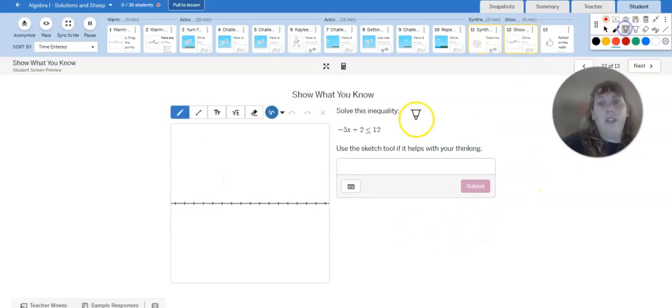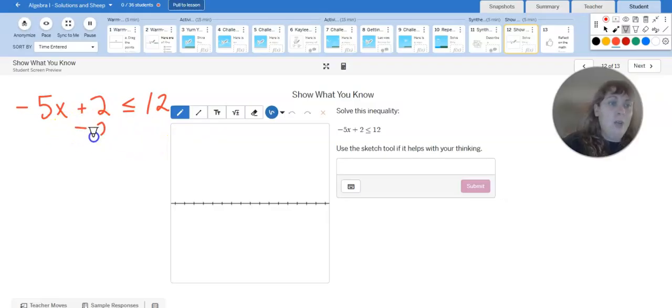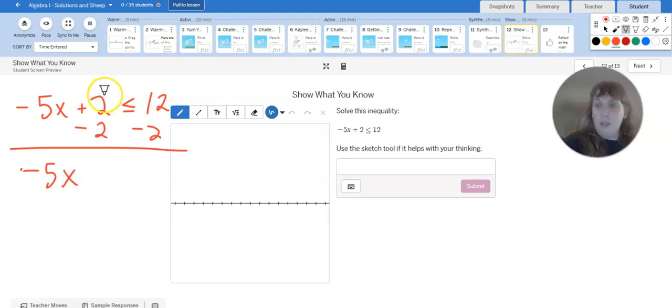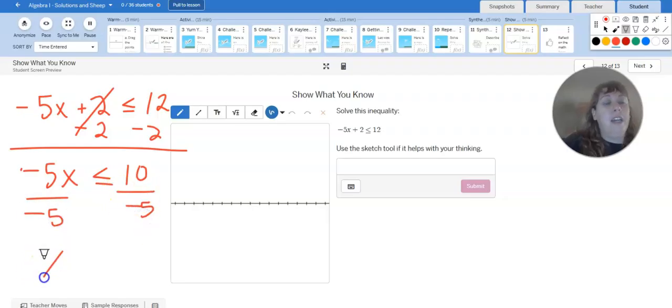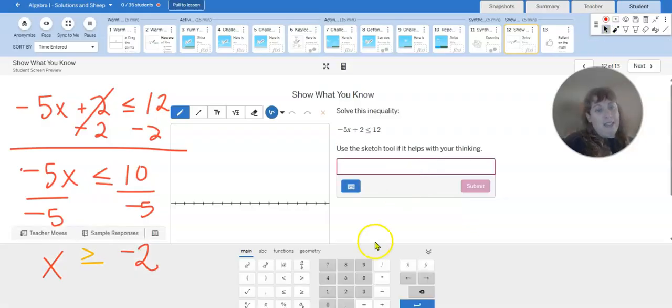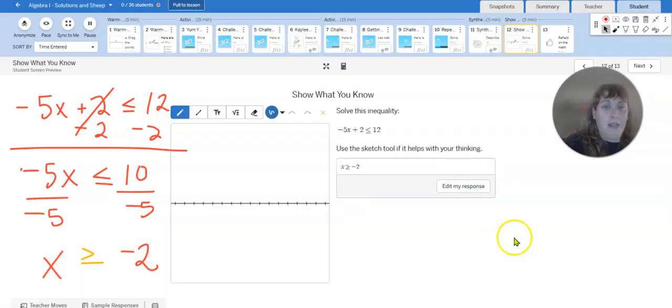And then on slide 12, it's show what you know. So we have negative 5x plus 2 is less than or equal to 12. We're going to subtract 2 from both sides, and we get negative 5x. 2 minus 2 cancels out, so that's less than or equal to 12 minus 2, which is 10. Last step is to divide both sides by negative 5. And of course, when we do that, we got to remember to flip the sign. 10 divided by negative 5 is negative 2. So we're going to plug in x greater than or equal to negative 2 and hit submit.